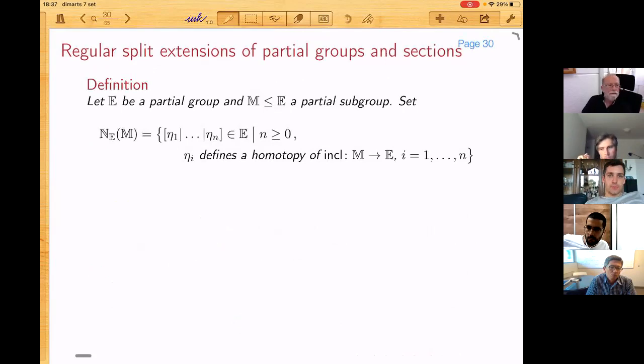Okay, so do I have some time? Well, a few minutes. So I can say a few words on regular split extensions of partial groups and sections.